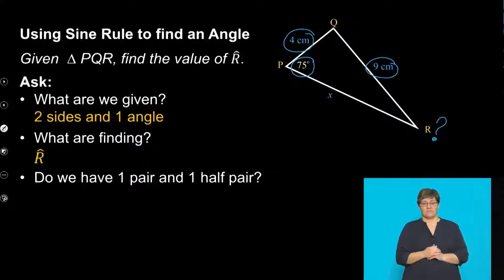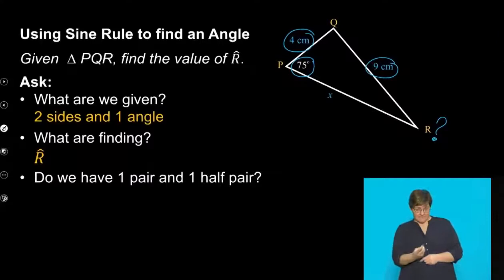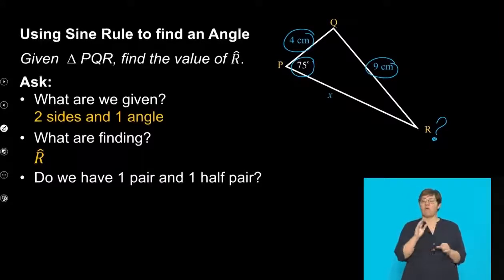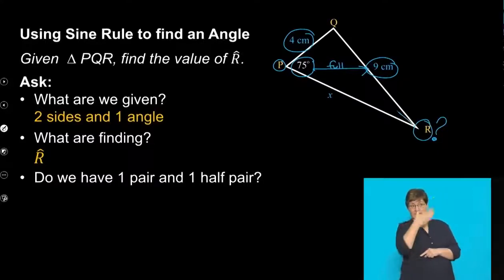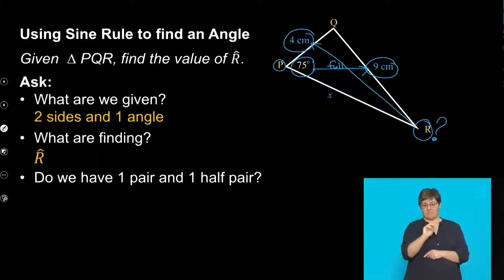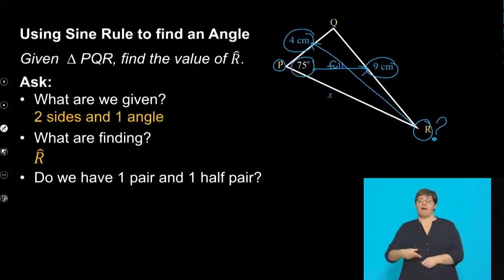Do we have, again, to use the sine rule, we need to have one full pair and one half pair. So let's go look and see if we have a full pair. And our full pair we have is the P's. So we've got angle P and we've got the side across it. So this is our full pair. And what is the half pair we have? We're looking for angle R. Do we have the side across R? Yes, we do. So we've ticked both those boxes. We've got our full pair and we've got our half pair.